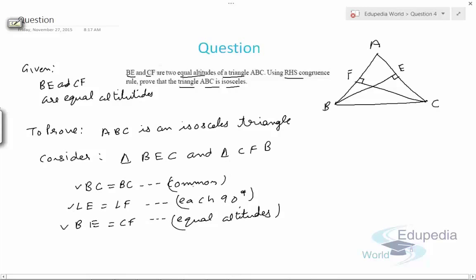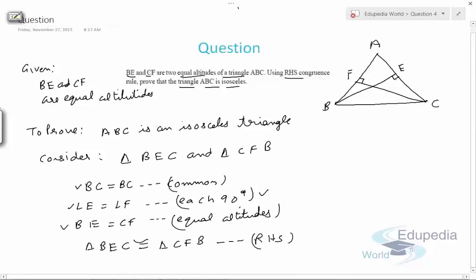So we can say that triangle BEC is congruent to triangle CFB by RHS. Why RHS? We have one angle as 90 degrees, and the hypotenuses are equal. The hypotenuse to this 90 degree angle is this one, and the hypotenuse to this 90 degree angle is also this one, which is BC, the common side, which is equal. And we have BE equals CF, altitudes given, they are equal. So these two triangles are congruent by RHS.